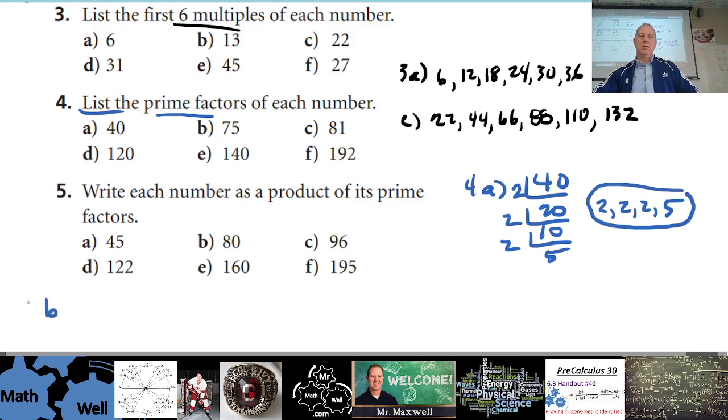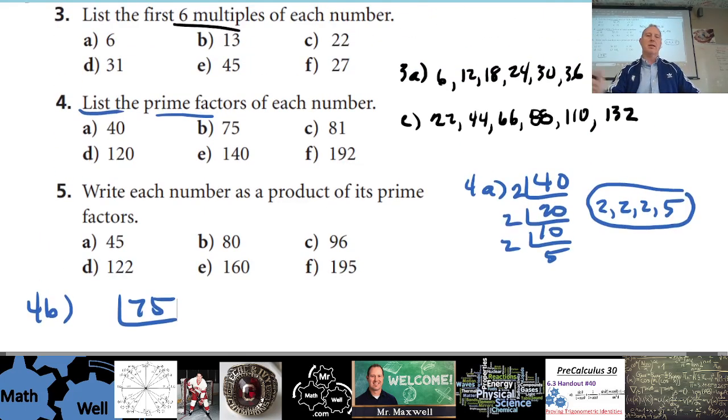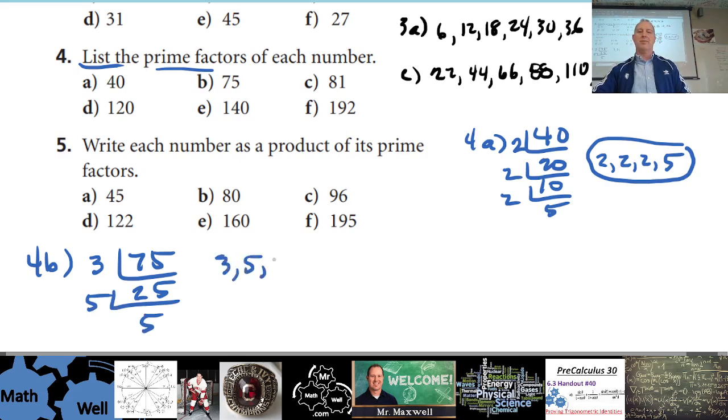Okay. So for B, I'll do this one with you as well. So this one's not even. It's not an even number, so I can't start with 2, which I like to start with all the time if I can. But I can start with 3, right? 75 divided by 3 is 25. Now 25 is not evenly divisible by 2. It's not evenly divisible by 3, but it's evenly divisible by 5. And there you have it. So for 75, you have 3, 5, 5.